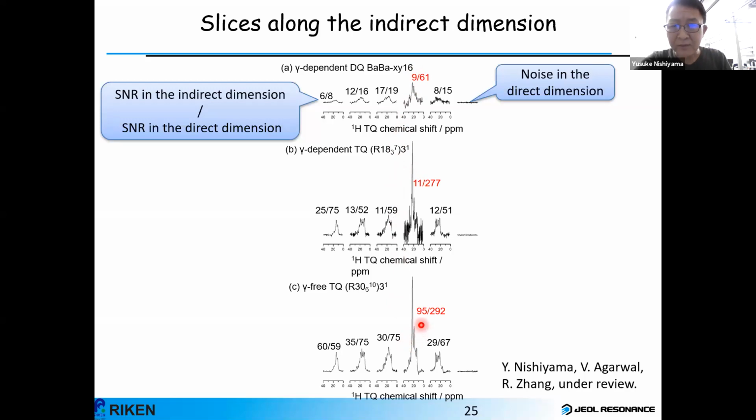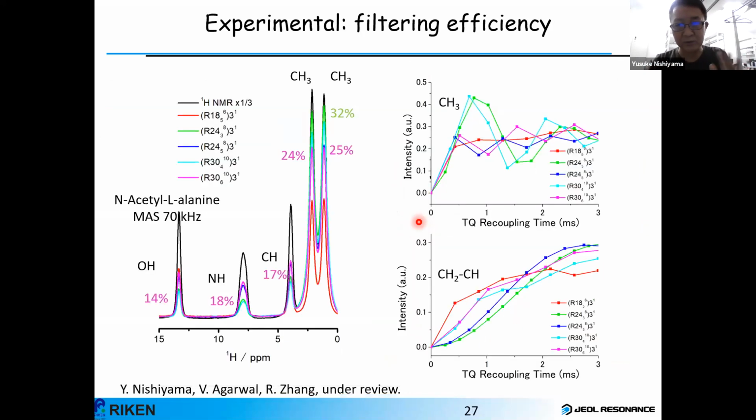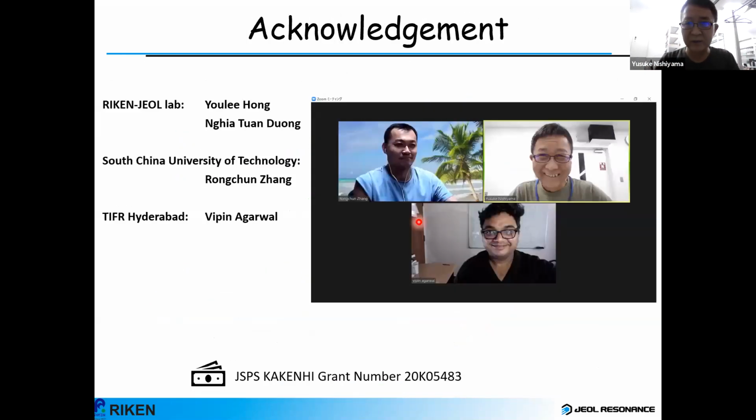There is still some effect from T1 noise, but that is negligible compared to the gamma-dependent sequence. So, as you can see, the gamma-free sequence is a solution to avoid T1 noise. Okay, maybe I already spent most of my time, so I will skip the minor points of this presentation.